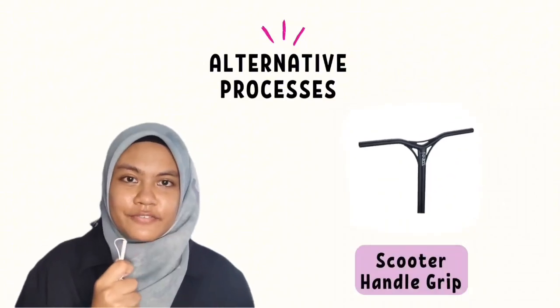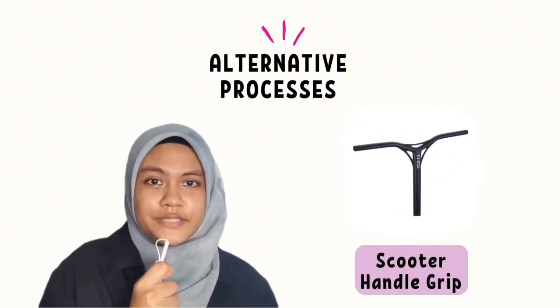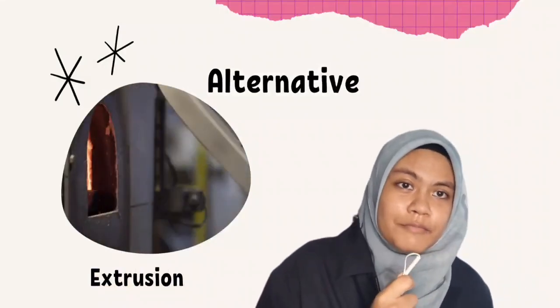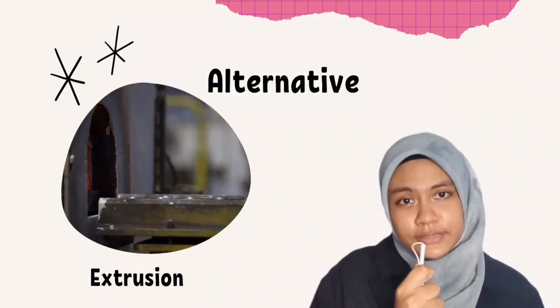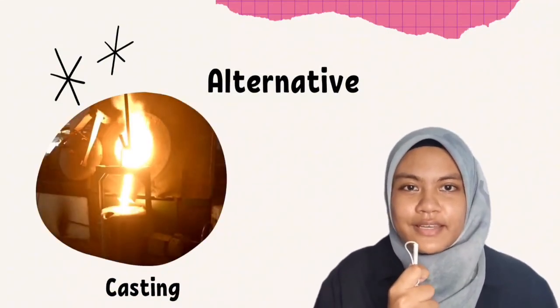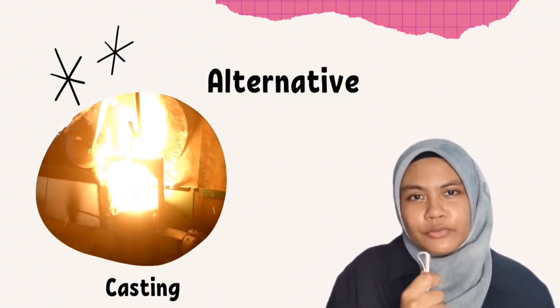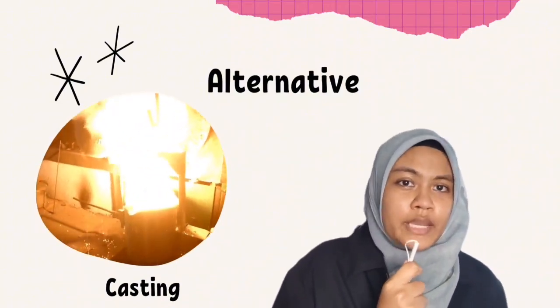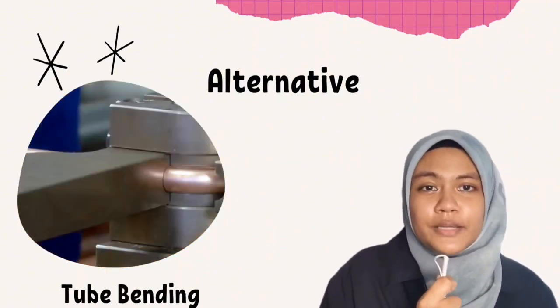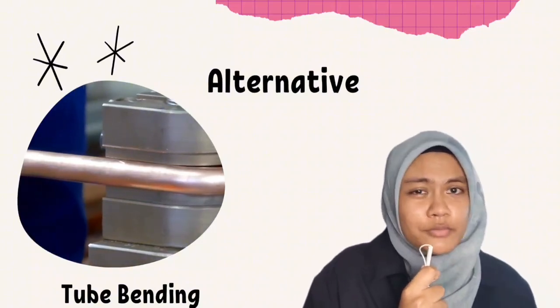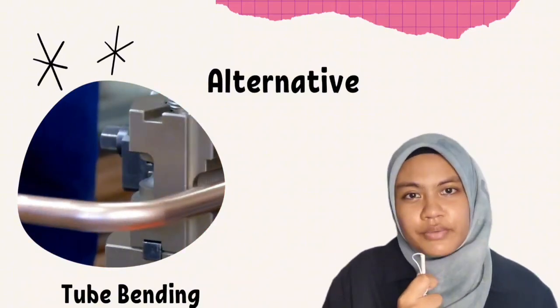The first alternative for the first part, which is the scooter bar, is by using extrusion. The scooter bar can be made by extruding aluminium or other metals. The second alternative is by using casting. This technique can be applied to more intricate shapes or decoration. And then the third alternative is by using tube bending. If required, steel or aluminum tubes can be bent into the required shape before being welded.